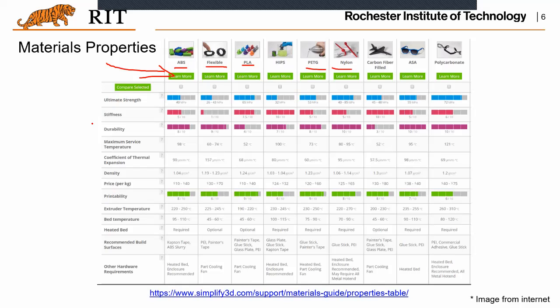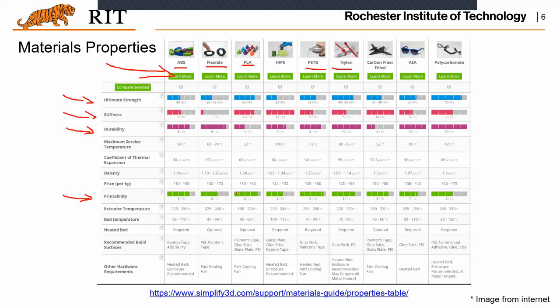There are different properties for this material, for example, the stiffness, durability, and strength, and so on and so forth. So you want to look at these when you decide which material to use in your prints. Another important factor is printability. Basically, it describes how easy or how difficult it is to print using this material.